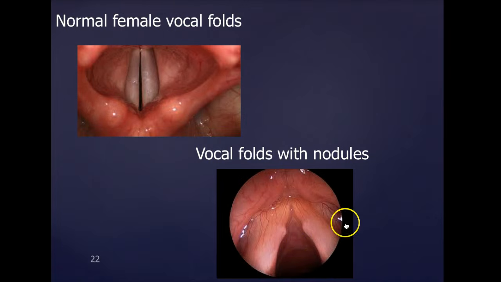Now, here is a video of someone who has several different videos of people who have nodules on their vocal folds. So you'll see two little bumps or maybe one bump, and you'll be able to hear the difference in their vocal quality.